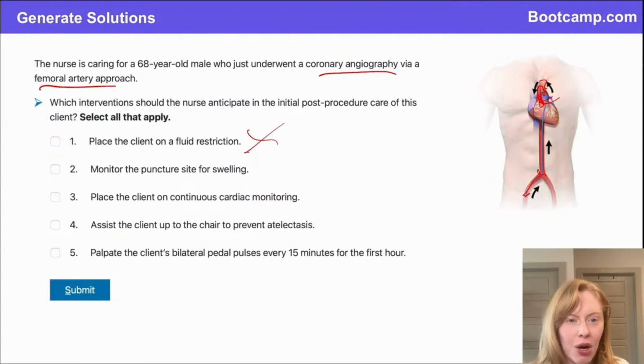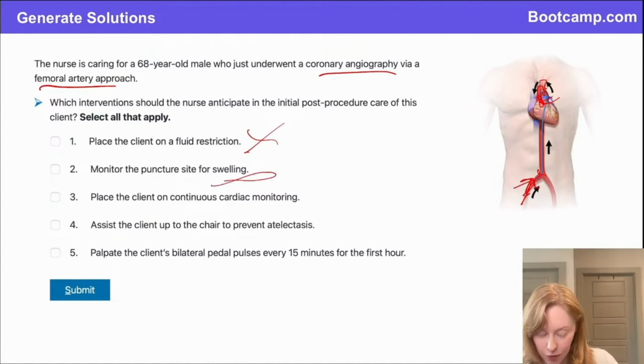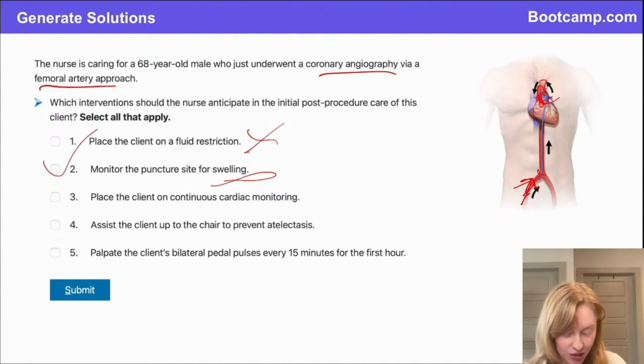Good. Then monitoring the puncture site for swelling. Yes, because not only did we just puncture the femoral artery, which is one of the largest arteries in the body, but they also get aspirin and heparin and a bunch of anticoagulants for this procedure. So they are at high risk for bleeding. So we're going to go in there, look at the groin site and assess it for swelling, right? And that is something we want to do because we're worried that they might bleed out into their leg or into their abdomen where we can't see it.